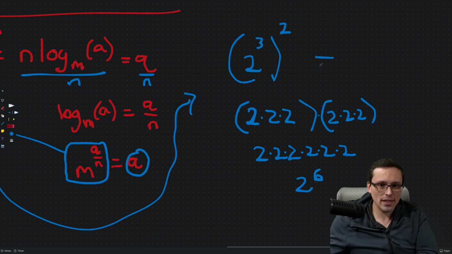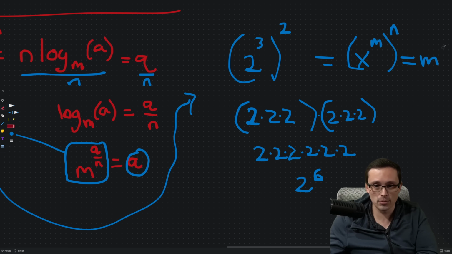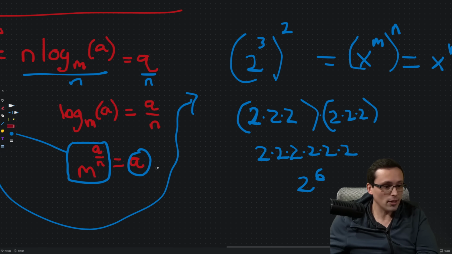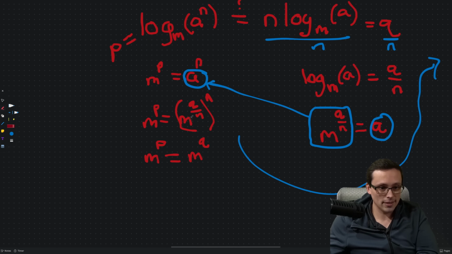In general, if I have some number like x to the power of m, that just means I have m of them in a row, and then to the power of n just means I have n groups of m things, which is what multiplication means. That means we have x to the power of m times n. So that is all that's happening here. These multiply together, and multiplying by n divided by n cancels out.